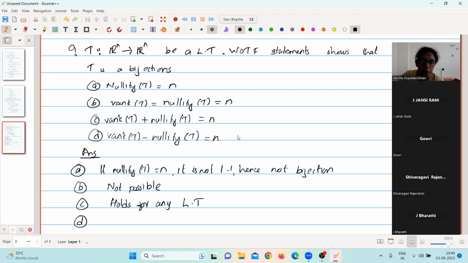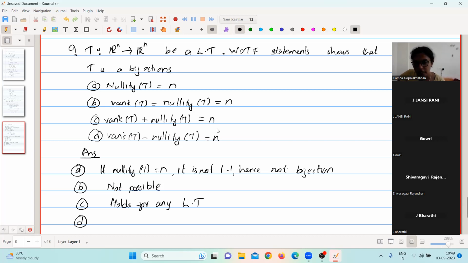If T is bijection, we can say nullity of T is 0. Then the rank of T is obviously equal to N. So rank T minus nullity of T is equal to N, where nullity of T is 0, we can conclude bijection. No. What you are saying is if T is a bijection, nullity of T equal to 0 and so on, right?